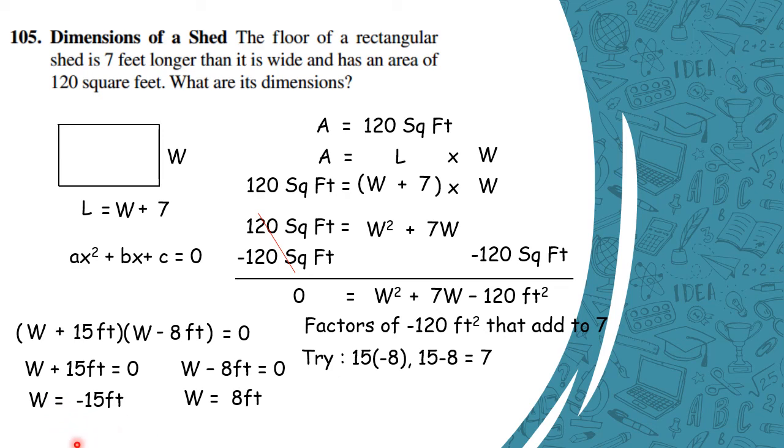So the width is, because it's a dimension, has to be this one, positive 8, because we can't have a negative feet for a dimension. So therefore, the length is 8 plus 7, and there is our solution. Length is 15 feet, and the width is 8 feet.